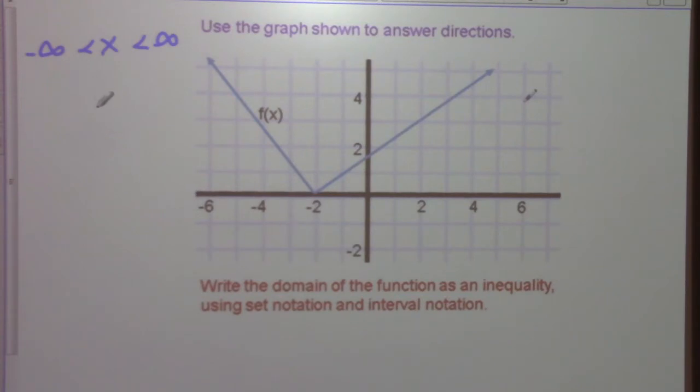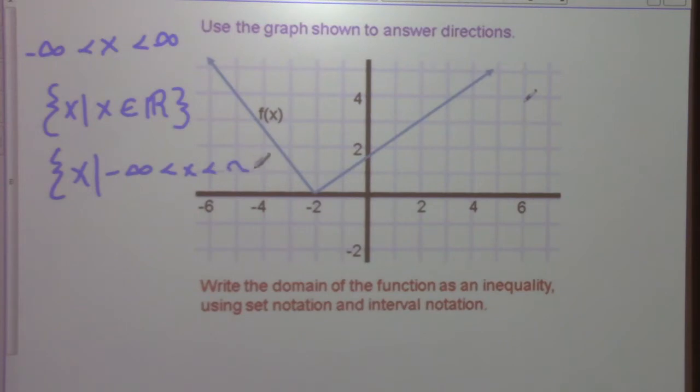What would be a set notation? Yeah, so you could write x such that x is an element of all real numbers, right? Is there another way you could do set notation? Yeah, there is. Which is x such that... okay, so both of these are actually in set notation.